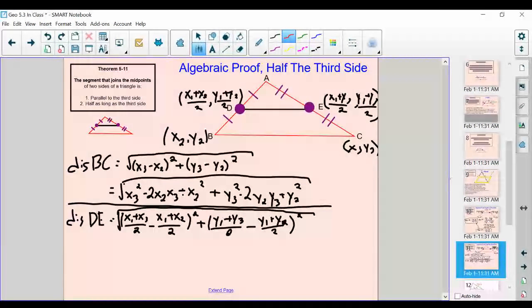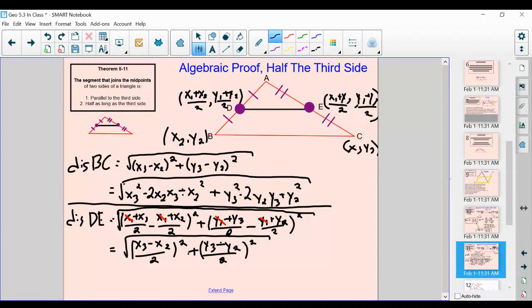Oh no, sorry, I'm going ahead. Yes, we do want to cancel our x sub 1's and y sub 1's. I am so sorry for that, folks. So we're going to rewrite it as x sub 3 minus x sub 2 over 2 squared plus y sub 3 minus y sub 2 over 2 squared. We're going to simplify as best as we can.